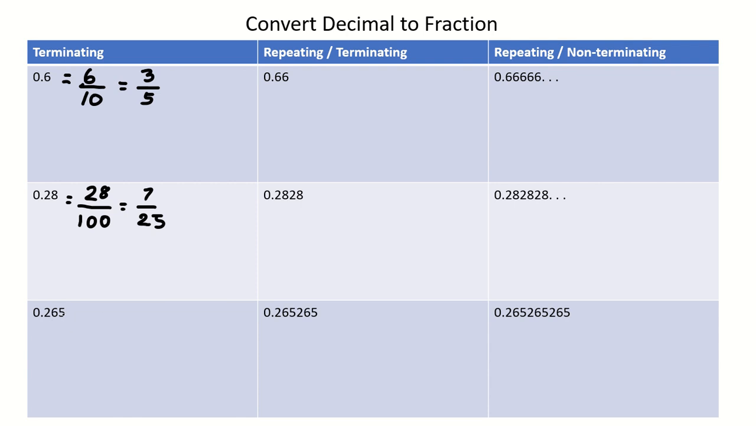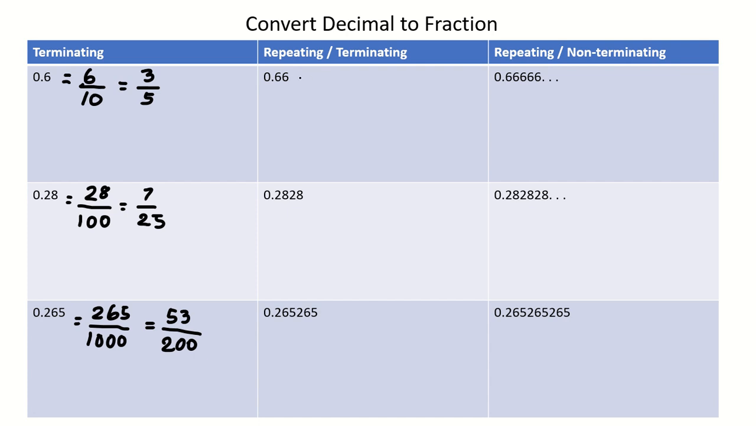Next, 0.265. The number of decimal places, 3. The number of zeros for the power of 10, 3. So that's 1,000. So get the whole number, 265, divided by 1,000. What's the greatest common factor? Is it 5? Yeah, I think so. So 265 divided by 5 is 53, and 1,000 divided by 5 is 200. And that's it.